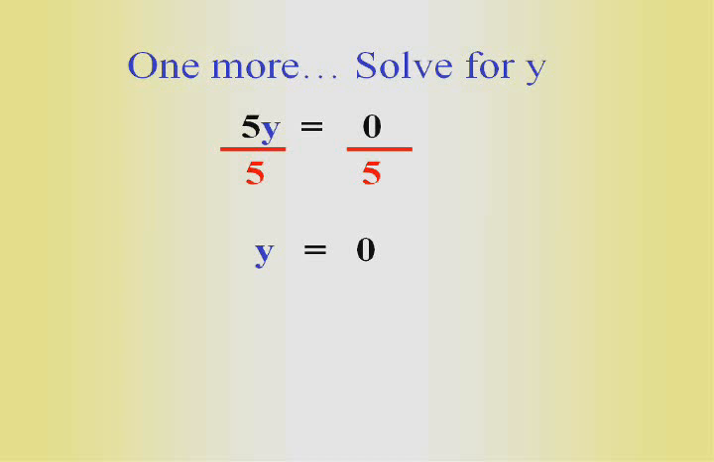You can even put it back in. Put a 0 in instead of y to the original equation. 5 times 0 does equal 0. So respect 0 as a number. He can be an answer.